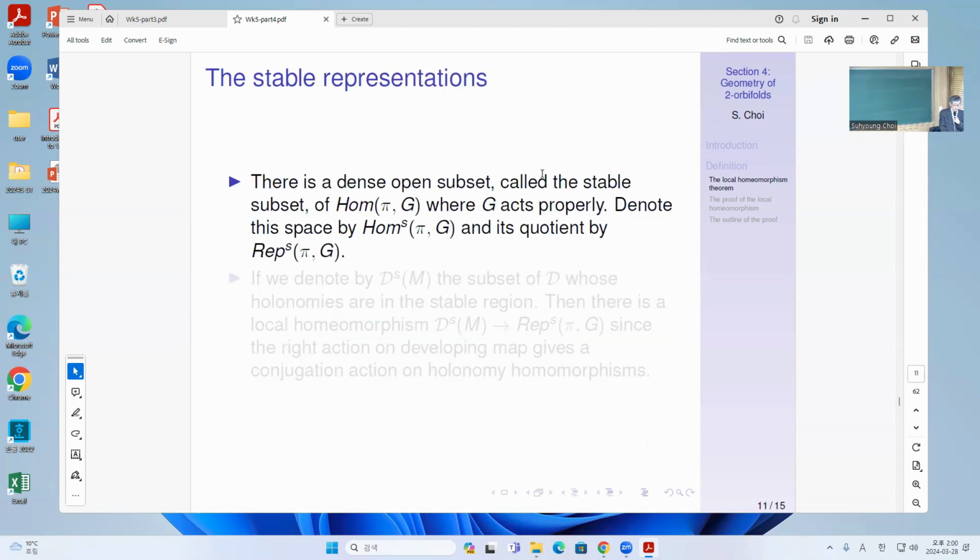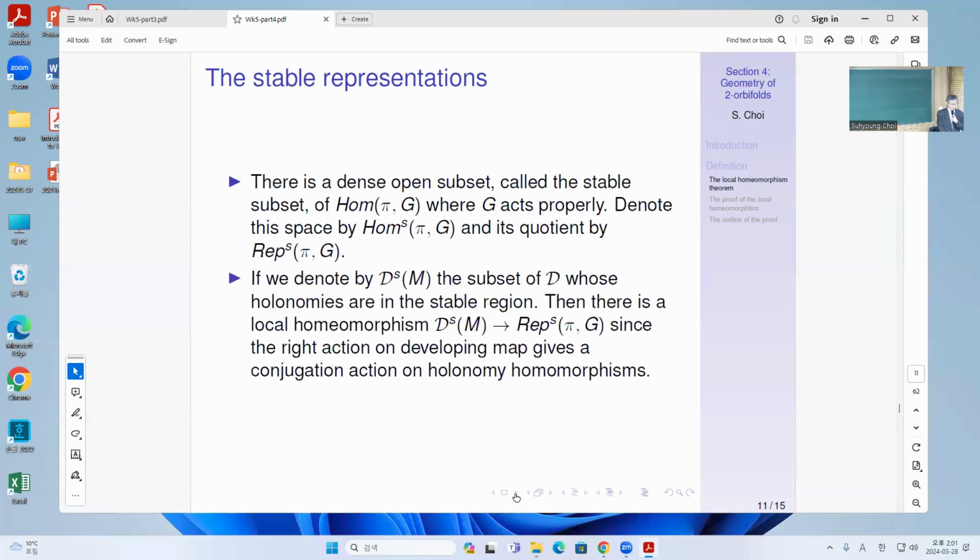But what we want to do is actually look at the stable subset of Hom where G acts properly. So we denote this space by Hom_s and its quotient by left action by G. Here the action is proper, and the quotient space is a nice space which is Hausdorff, and so on. It could be better than Hausdorff, but we want to just stick with that. And then by DSM, the subset of this deformation space, I switch notation, but this is a deformation space whose holonomy is stable. So you can show that this is actually an open set. Okay, and then of course this is an open set here.